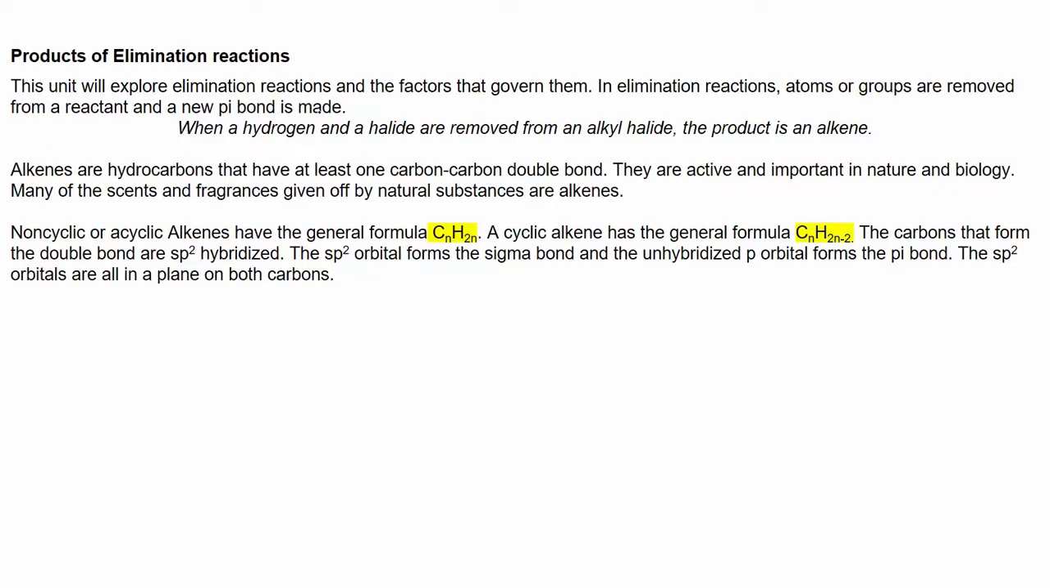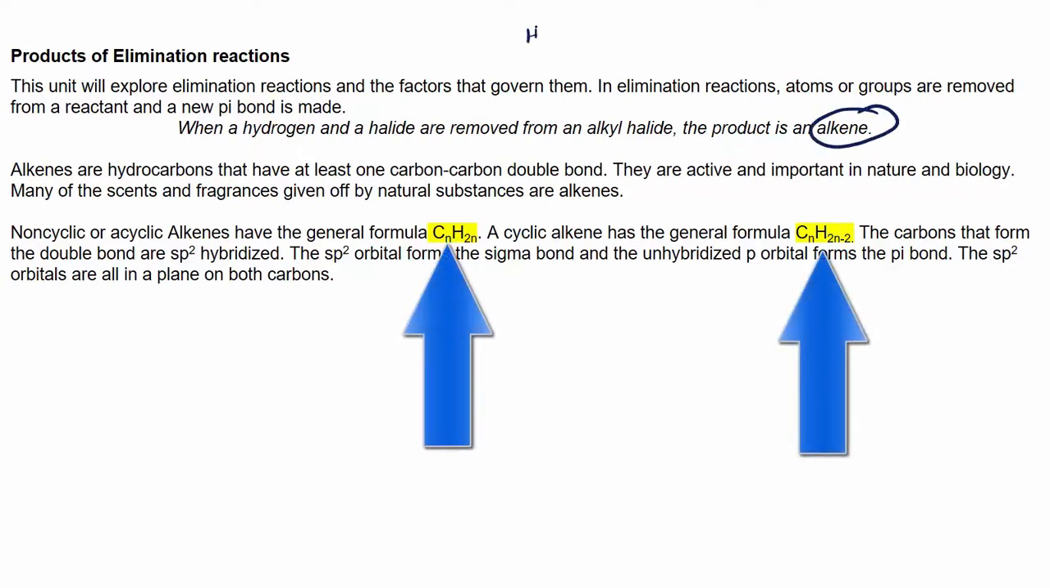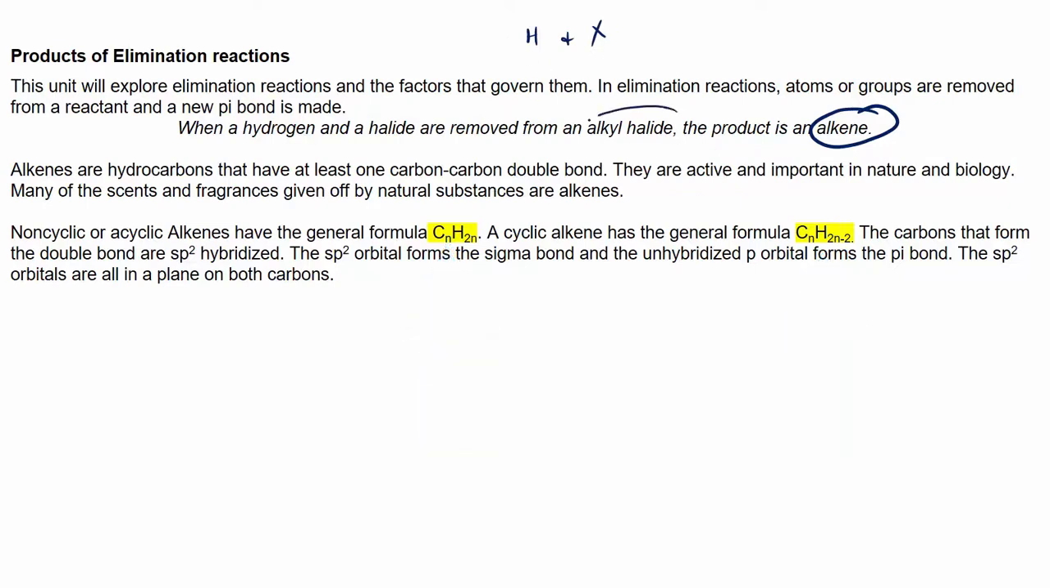So the products of elimination reactions are alkenes. What we're going to eliminate is a hydrogen and a halogen. So when we eliminate that from an alkyl halide, because we are still reacting alkyl halides in this module, what we produce is an alkene. So removing these items will produce a new pi bond. Now an acyclic alkene, that means in a line, will have a general formula of CnH2n.